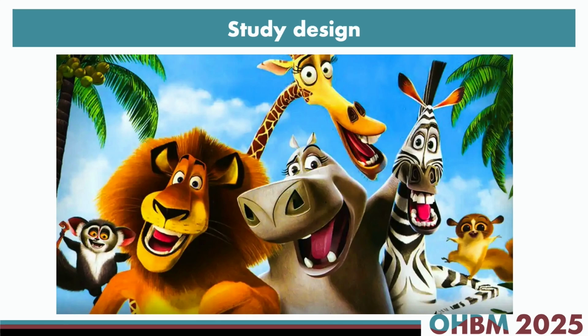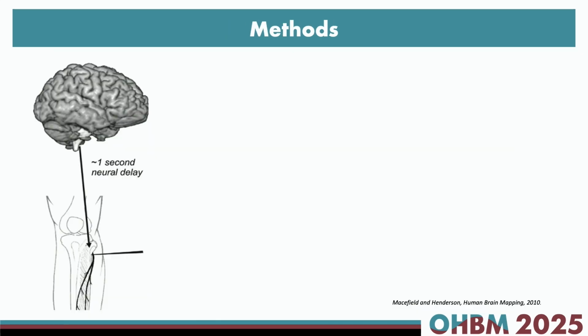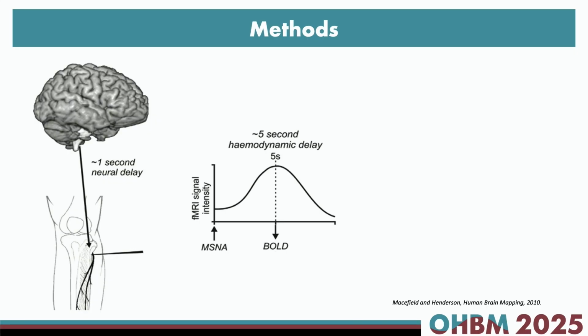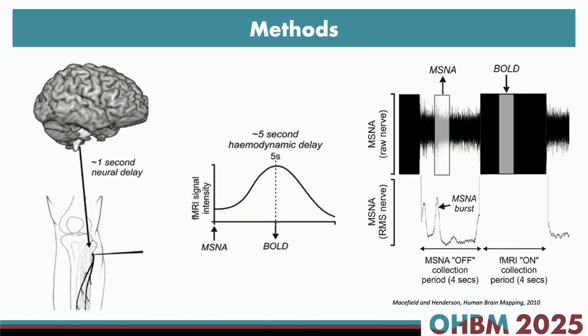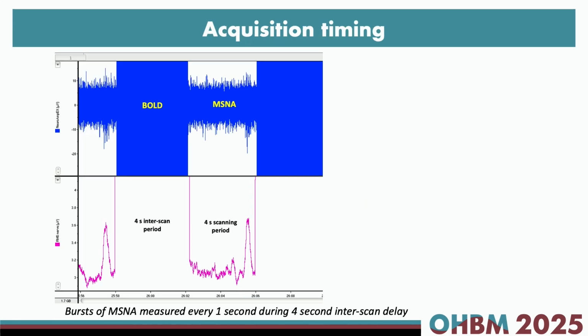So then moving into our study design, the considerations for this: there's a 1-second neural delay from the brainstem to when it's recorded in the peroneal nerve, travelling down the C fibres. And we know there's a 5-second hemodynamic delay from when an event occurs to when it shows up in the BOLD response of the imaging. So when we record the nerve signal in the leg, it's 4 seconds until we see that BOLD activation in the brain. And this was the driver of a 4-second model between our nerve recording and our BOLD response.